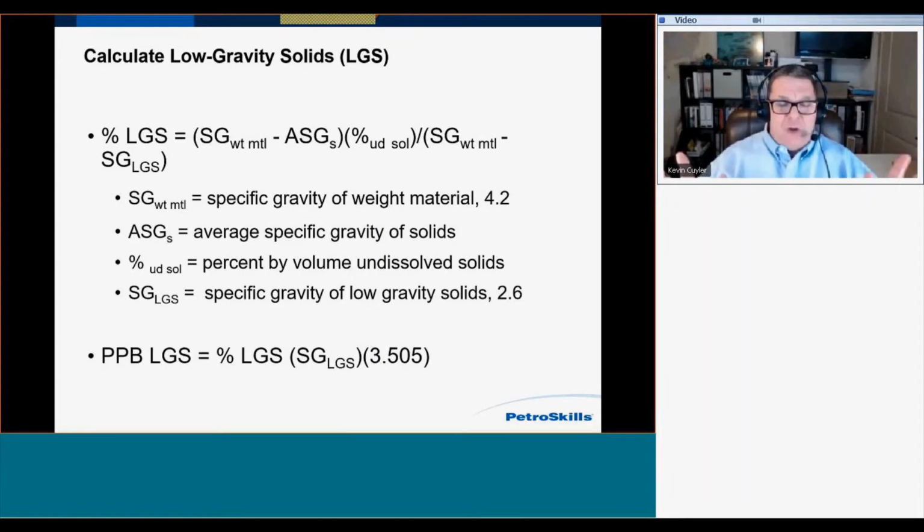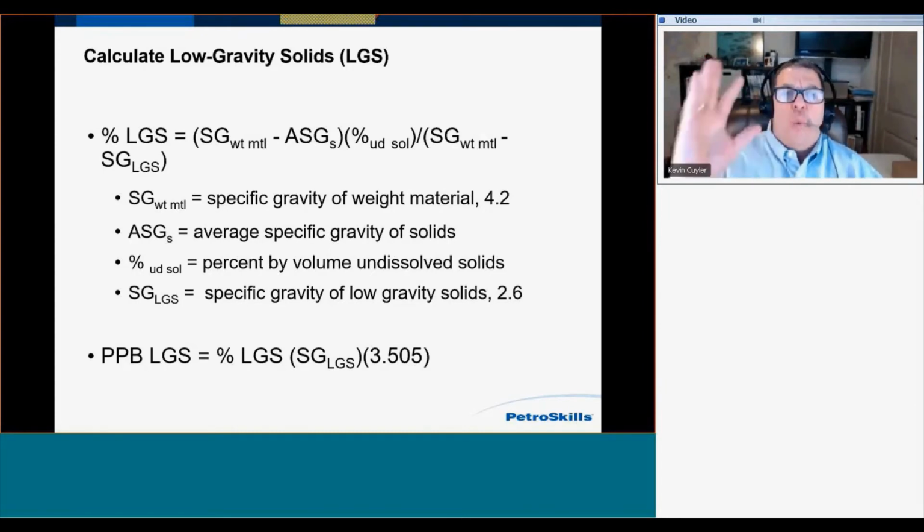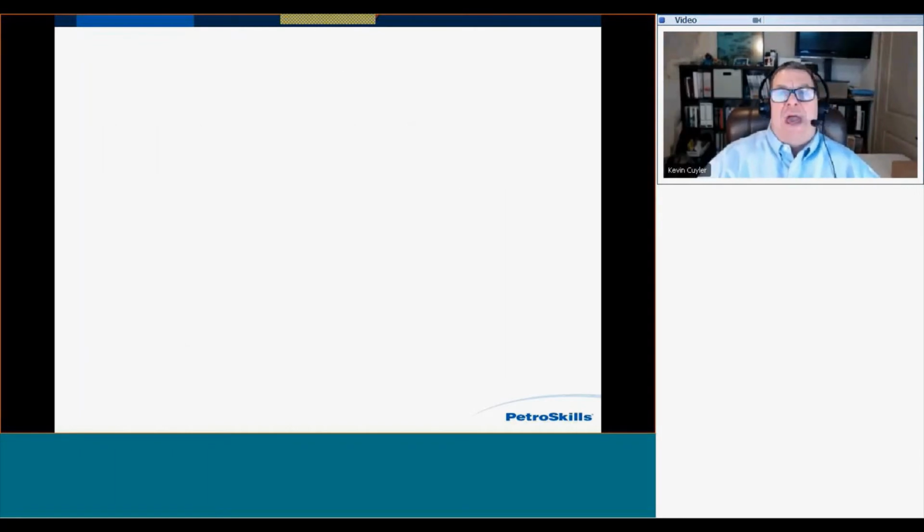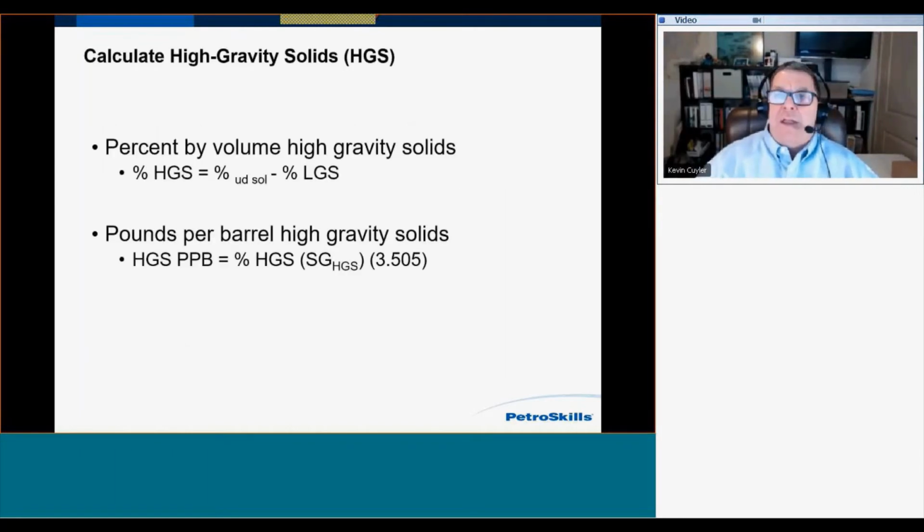And all of your mud engineers on location should do this every single day. This is very, very important because this tells you what kind of low gravity solids percent by volumes and high gravity solids percent by volumes that you have in your system, and you can make a better estimation as to whether or not you're taking care of the solids. Are we removing it out as efficiently as we should be? And here is the calculation for percent by volume high gravity solids, your pounds per barrel high gravity solids.